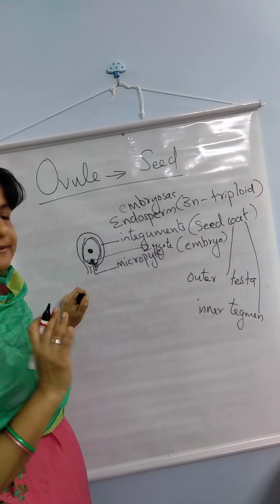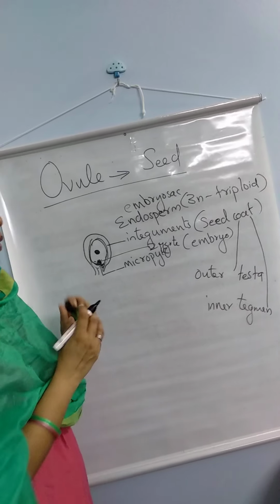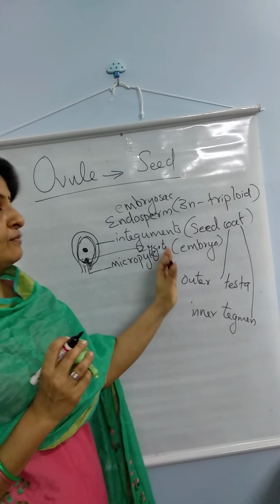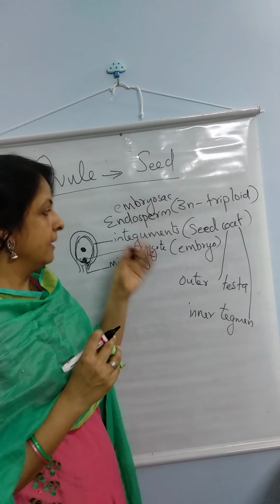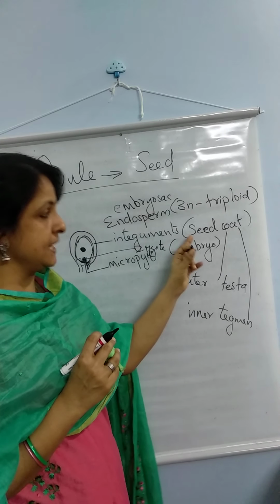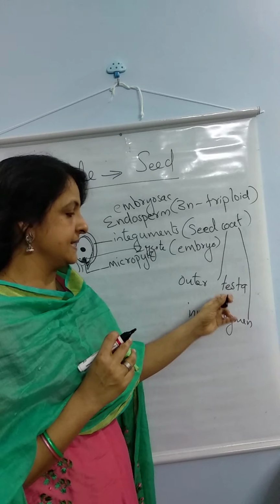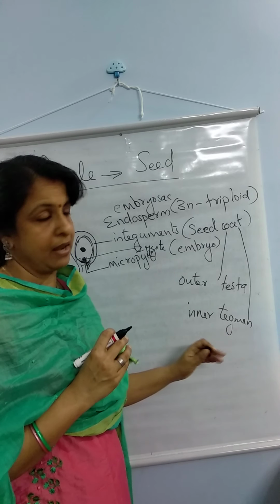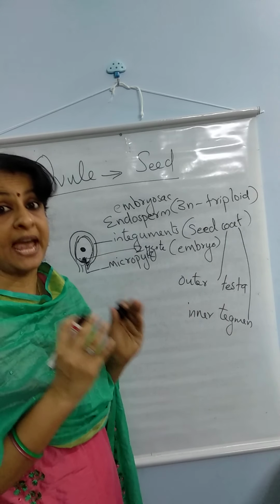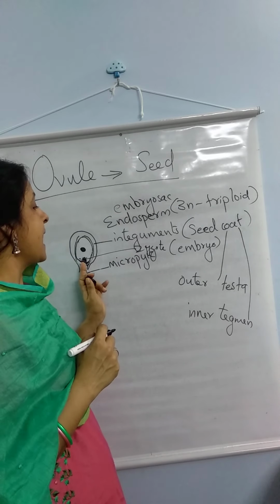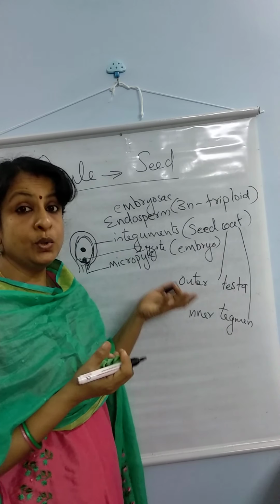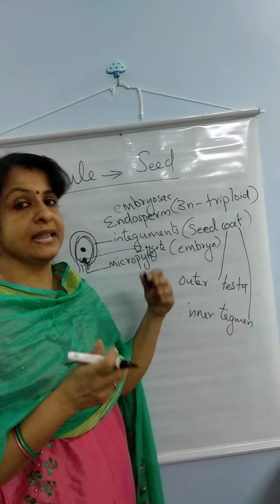tegmen. So when the ovule is transformed into the seed, the integuments become the seed coat. Seed coat has two layers, outer layer called testa and the inner layer called tegmen. The function of seed coat is to protect the seed. Now, the zygote will develop into the embryo using the nourishment provided by the endosperm.